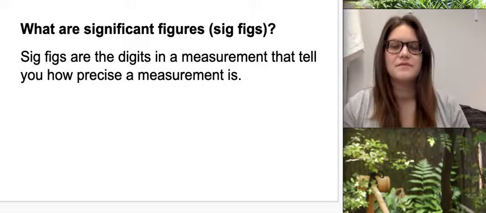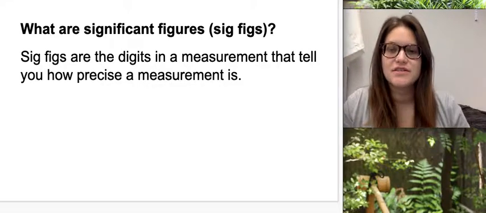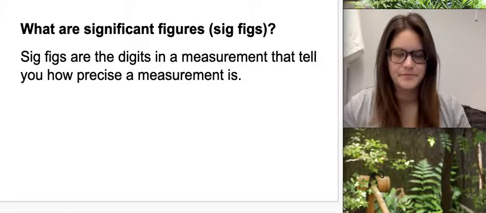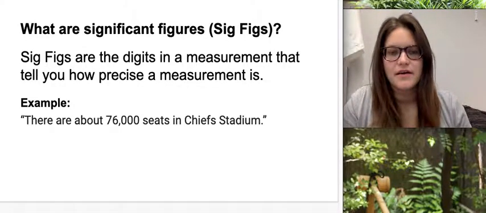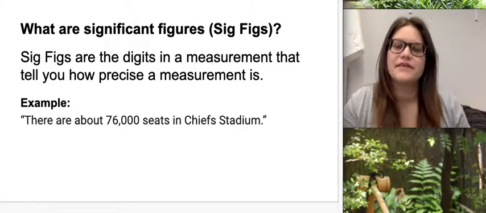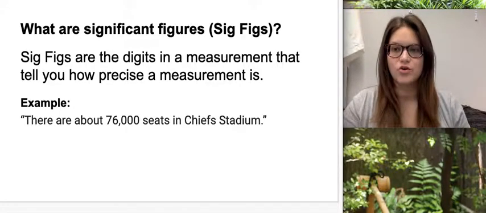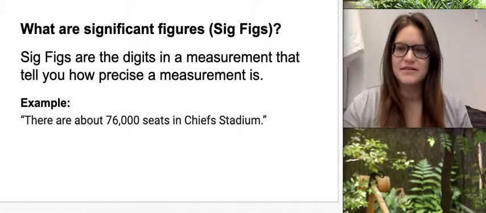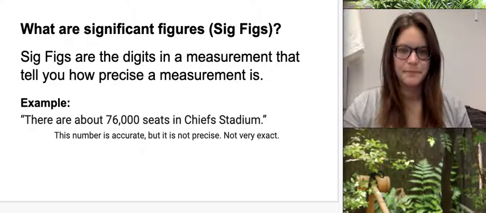First, let's talk about what sig figs are. Sig figs, or significant figures, are the digits in a measurement, in a number, that tell you how precise a measurement is. For example, if we say that we have 76,000 seats in the Chiefs Stadium, that's technically a correct statement. It is accurate, but it's not very specific. There's not very many significant figures in this number.